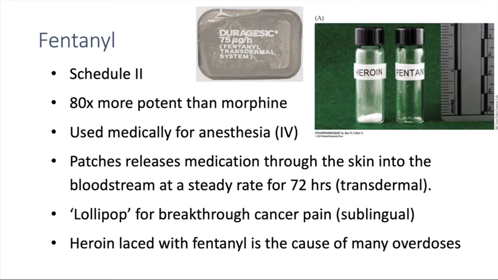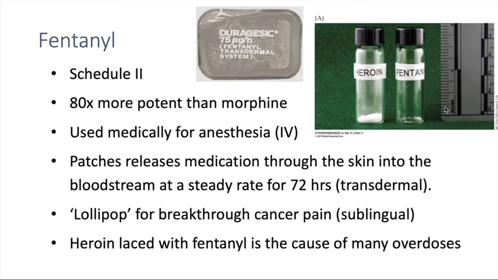It is typically used for anesthesia, either IV. It can also be used transdermally in a patch like this. A transdermal patch can often release a drug at a steady rate for an extended period of time, which can be very helpful for something like surgery recovery. You can also get a fentanyl lollipop for breakthrough cancer pain, meaning cancer pain that sort of spikes above the ability of other painkillers to manage it.